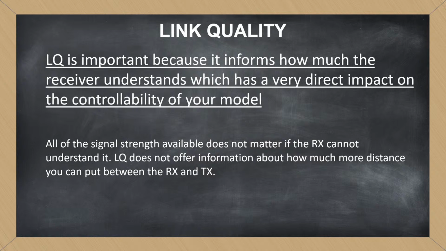There's something impacting the ability of the receiver to understand, like a lot of noise in the area. So all of the signal strength in the world doesn't matter. You could have all the RSSI in the world. It doesn't matter if the RX can't understand it. So the problem is that LQ doesn't offer information about how much distance you can put between the RX and TX. It's simply a snapshot in time telling you, hey, here's what I understand, right? This is a snapshot of what I understand in terms of data coming in. So that's why link quality is important.